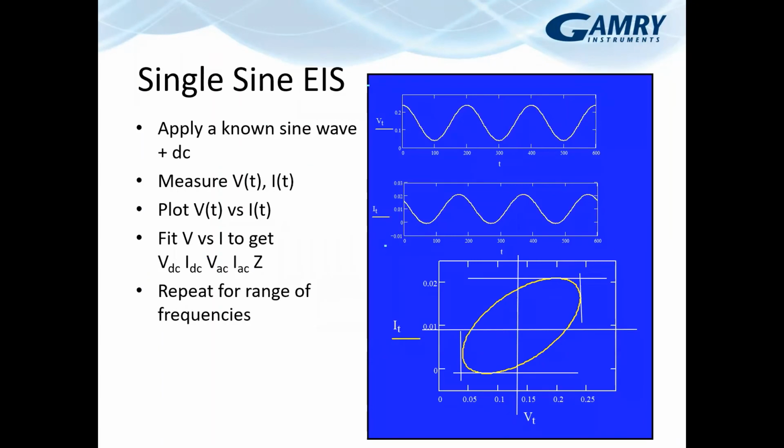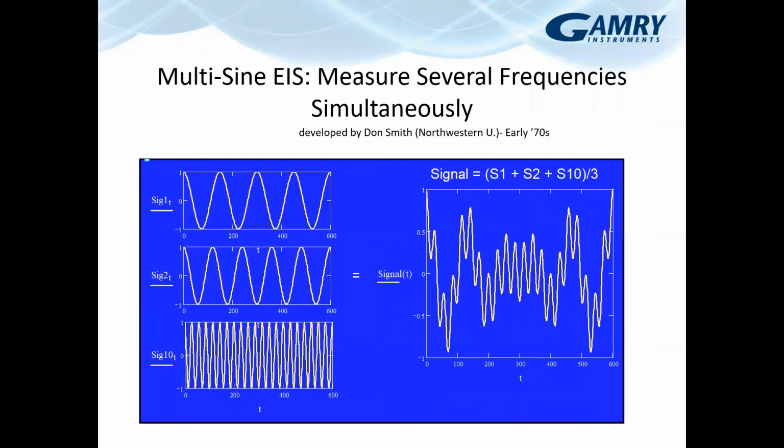In terms of speeding up the sample, the way that EIS works, and this is the only part where I'm actually talking about how EIS works, is we apply a sine wave, we measure the response, we plot them and fit to get the DC and AC components and the impedance out of this. You repeat this for a range of frequencies, but each frequency is done discretely. What we can do is speed this up a little bit by applying multiple frequencies at the same time.